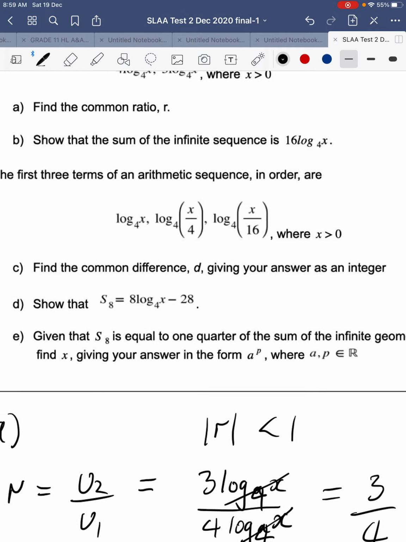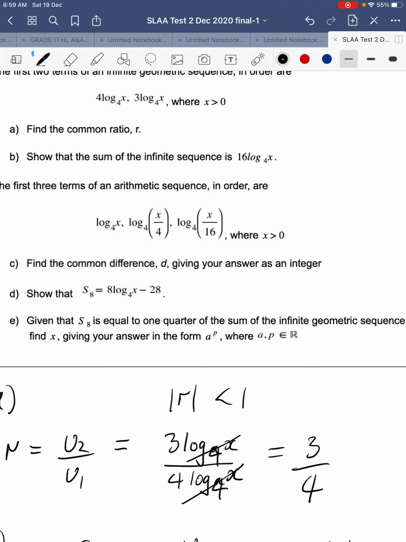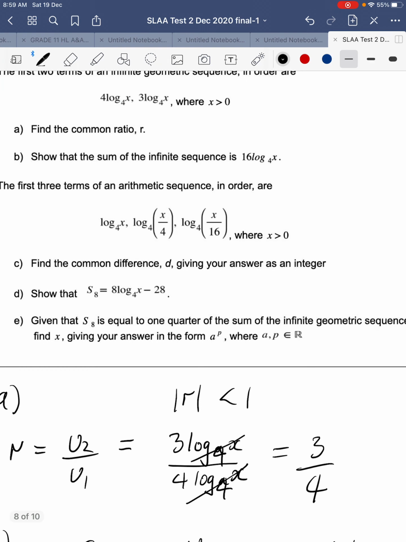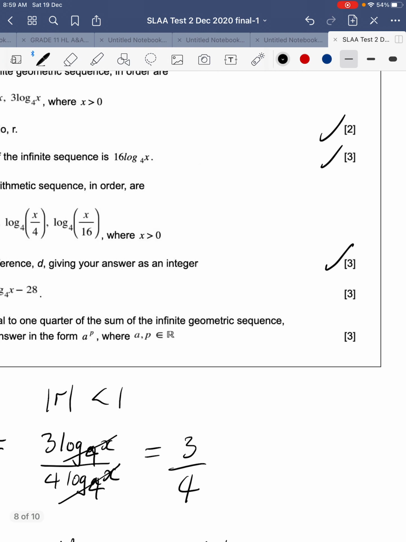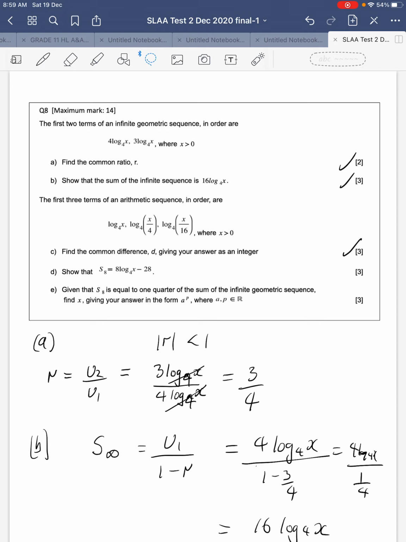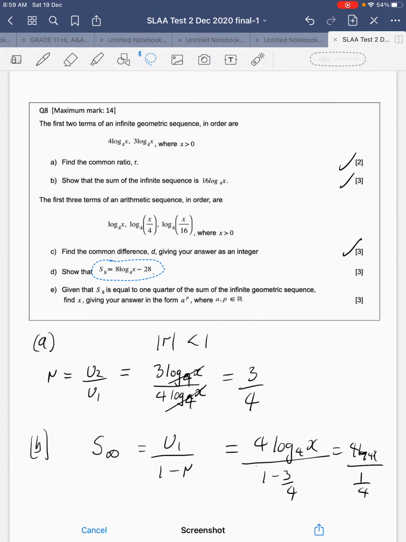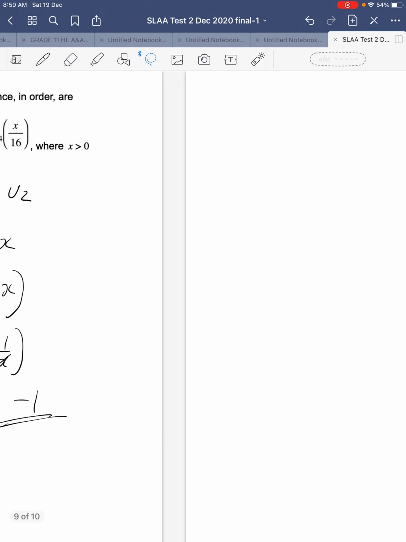Now we'll go read the question. C, find the common difference d, give me your answer as an integer. Okay, so we've done that. I've done all these parts here, that's great. Show that the sum of 8 terms. Okay, so we've got a certain total we're heading towards. So it gives us the answer, which is fantastic. That's helpful because it means we can just shape our working out to try and get towards that answer.